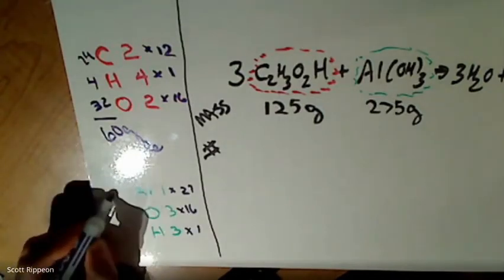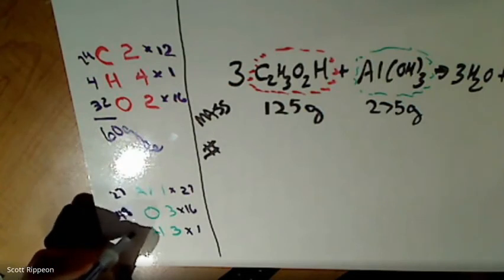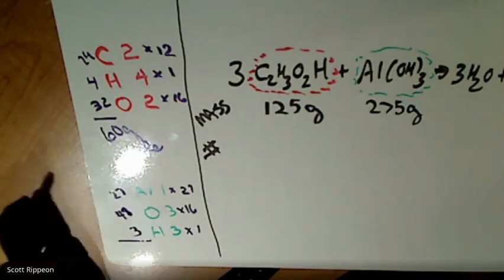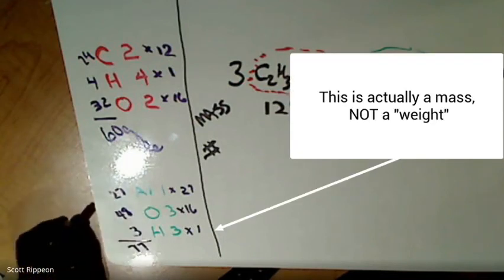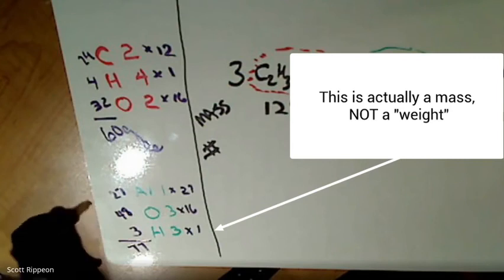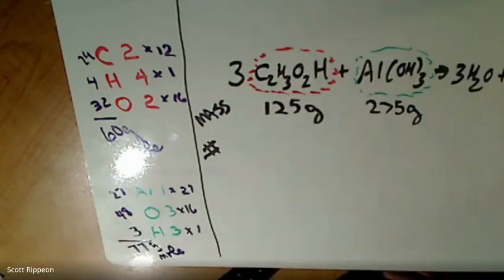So 1 times 27 is 27. 3 times 16 is 48. 3 times 1 is 3. So this weighs 77 grams per mole. I'll give you a second.